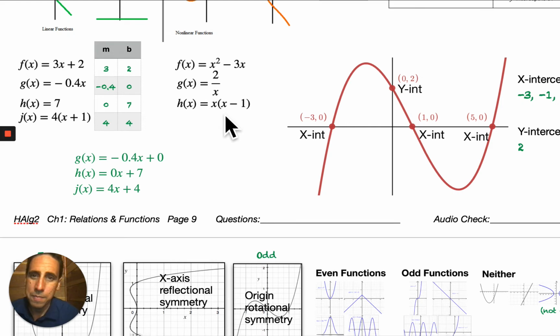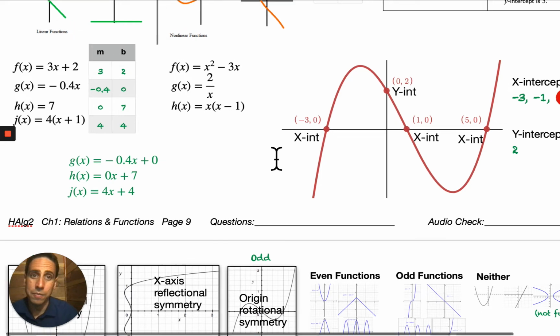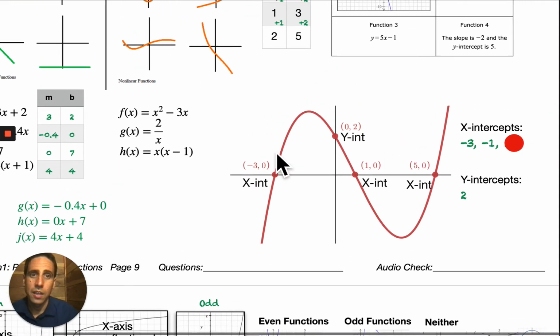Here, x times x minus 1. Well, if you distribute, then you get x times x, which is x squared, and that's over here. That's not linear. Here are 3 counterexamples. These are not linear. They're nonlinear curves. Super fascinating, and we will look into more functions like these later. But for right now, no.